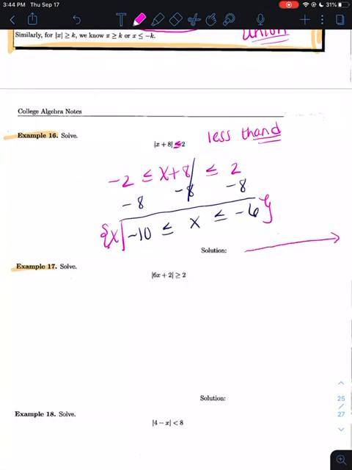The graphing, remember the graphing? You're just going to shade in between negative 10 and negative 6. Because on both sides they have a less than or equal to, you're going to put brackets around your shading. Which leads me to my interval notation solution, which is bracket negative 10, comma for the shading, negative 6 bracket.